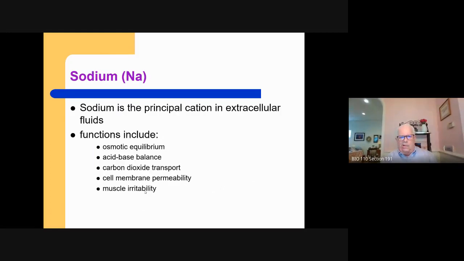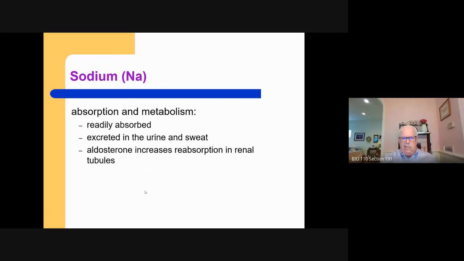Sodium. Sodium is the principal cation in extracellular fluids. We're going to talk about sodium again when we talk about fluid and electrolyte balance. Sodium is essential in equilibrium. It's essential in acid-base balance. It's essential in muscle irritability. It's readily absorbed. It's excreted in your urine and your sweat.